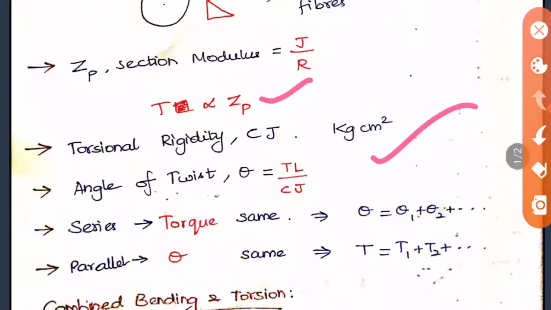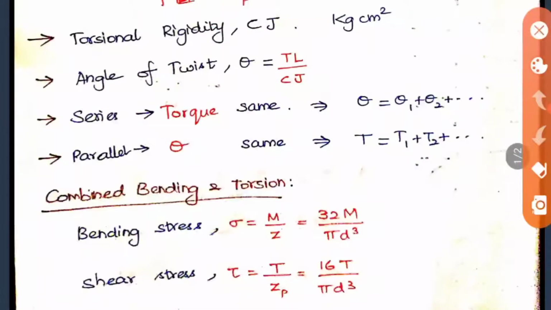But in the case of parallel connection, the theta will be the same, the angle of twist will be the same, but the torque experienced by each shaft will differ. So in that case you should equate this formula, where total torque is equal to T1 plus T2. These are also important because in some questions they will ask about 2 or 3 shafts connected in series, and the theta value or T value will be asked there.